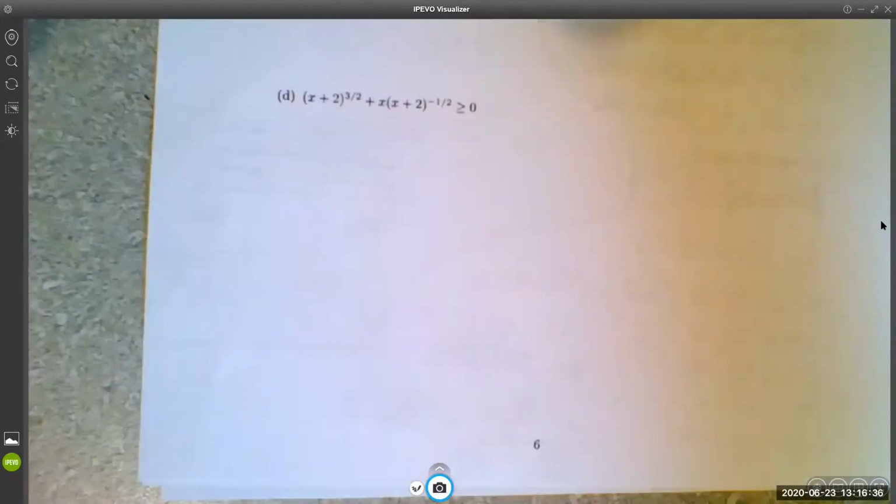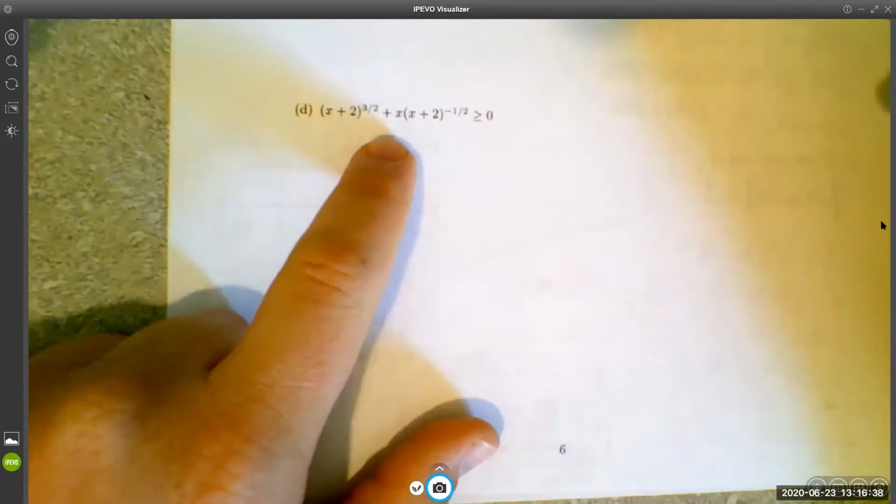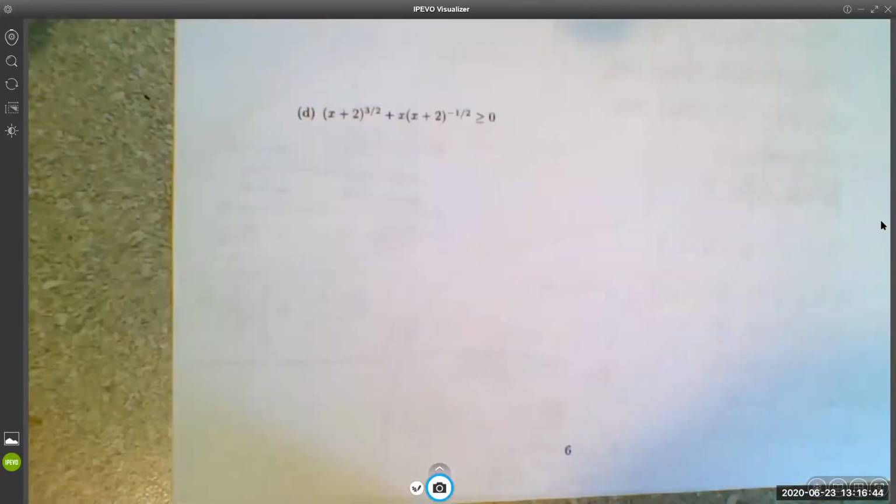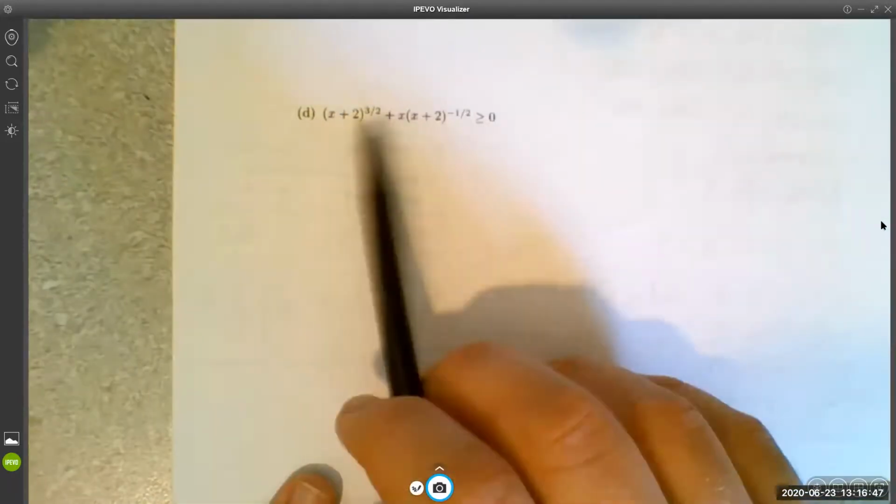Whew. Okay, one more. This has been a long and very tiring section for me. One more. Oh, what do we do with this? This is similar to a polynomial inequality, right? We just have these fractional exponents, but we know how to take care of those, right? We can factor out an x plus 2.